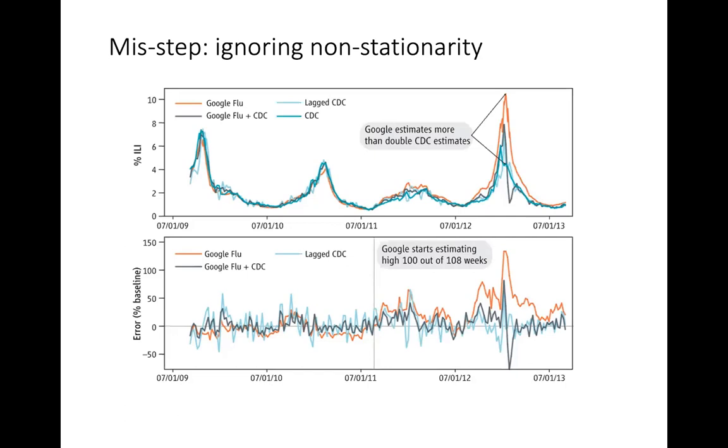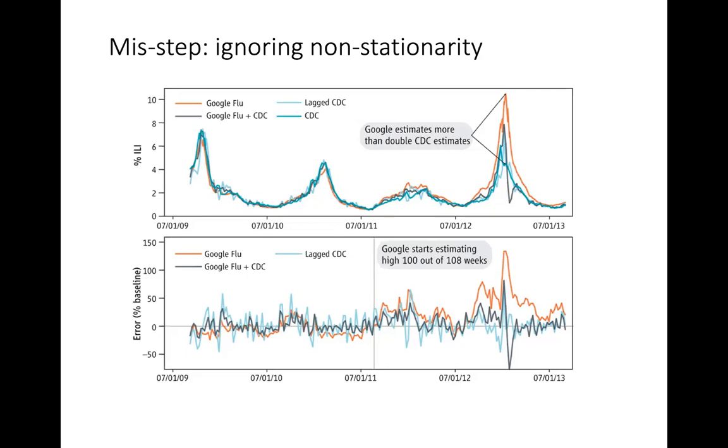And what they found over time, their performance started to degrade. So by the bad flu outbreak that happened in 2012, it was over predicting by a factor of 2 the incidence of flu compared to the CDC's surveillance estimates. This is what's happened when the system is non-stationary.